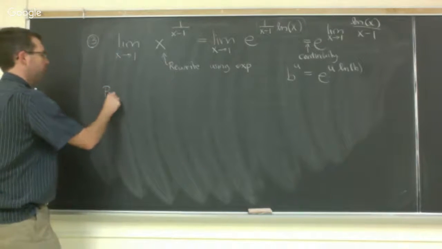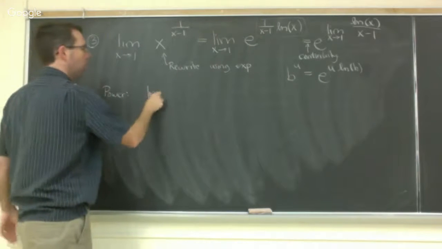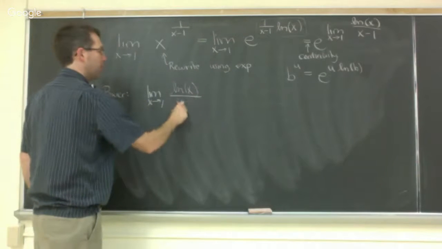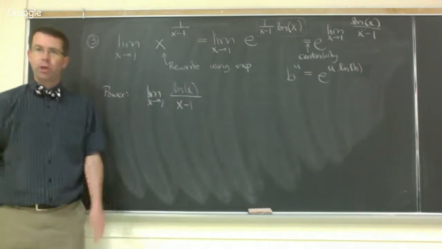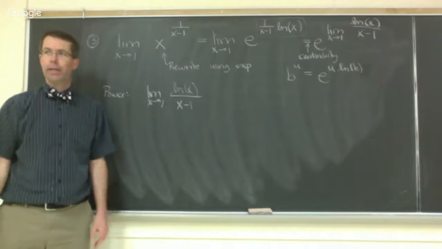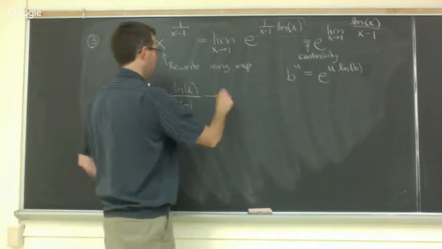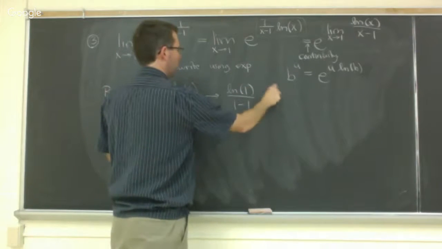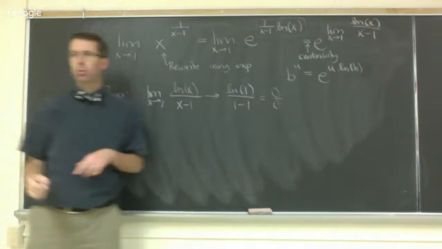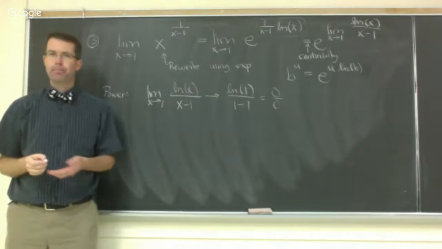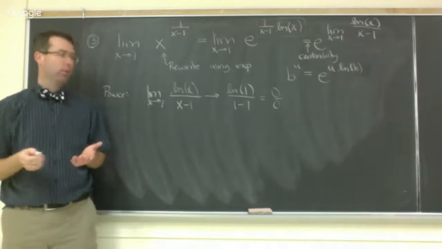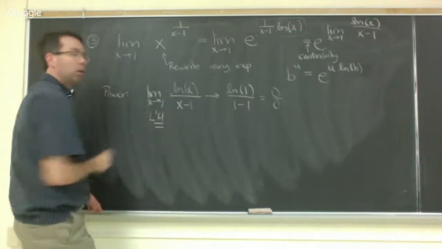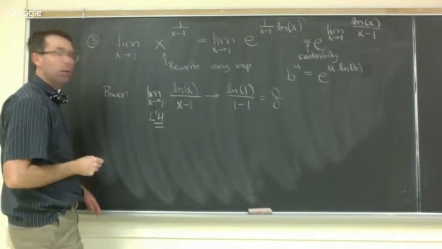So let's look at that limit of the exponent. In the power, limit as x goes to 1 of the natural log of x divided by x minus 1. Just like every other limit, we just try to plug it in. So it's the natural log of 1 divided by 1 minus 1, which would be 0 over 0. So what's that? It's an indeterminate form. And so this justifies that we can use L'Hopital's rule, because it's a 0 over 0.